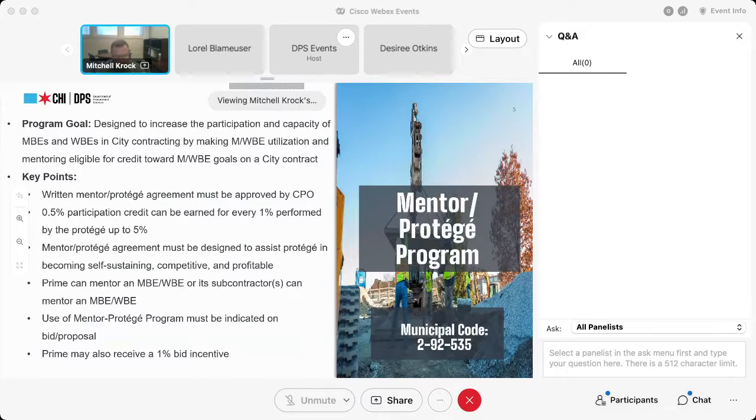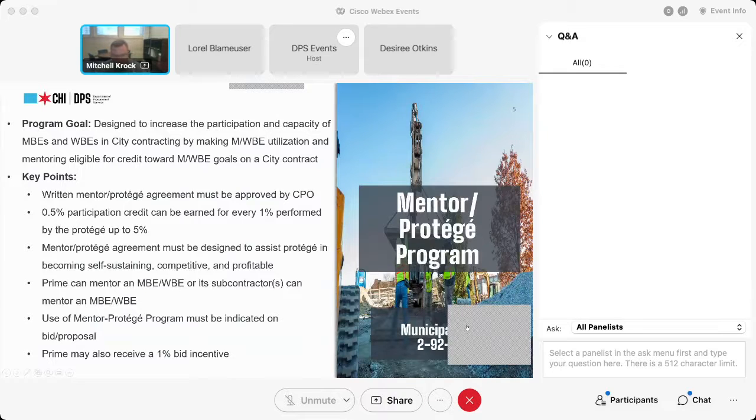The mentor protege agreement must be designed to assist the protege in becoming self-sustaining, competitive, and profitable. The prime can mentor a W or an MBE firm, but keep in mind that subcontractor to subcontractor mentor protege agreements can also qualify. Also, in addition to help with achieving participation goals on minority and women-owned business enterprise compliance plans, keep in mind that you will receive a 1% bid incentive if qualifying.